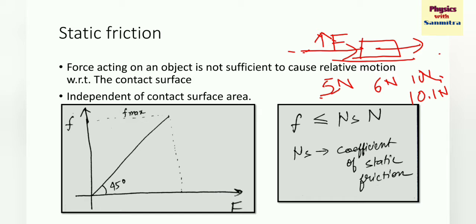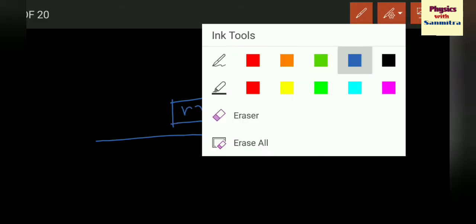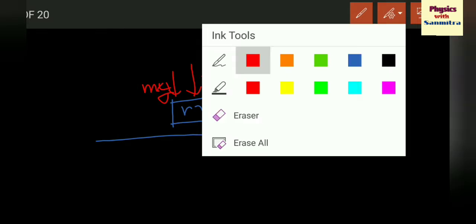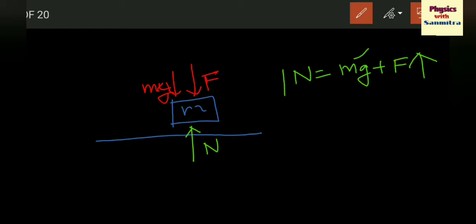Static friction is a self-adjusting force. That means when I am pushing something, I am getting an equal and opposite horizontal reaction. That is static friction, exactly just like normal reaction. What was normal reaction? Suppose I have a surface like this and I am keeping a block of mass m. I am applying a force F on the block. And also weight mg is acting here. Now the normal reaction from the ground will be N, and I can write N is equal to mg plus F. Now mg is constant. If I increase F, this block won't go into the ground because the normal reaction is supporting the block on the ground, so N will also increase. So N, the normal reaction, is a self-adjusting force.